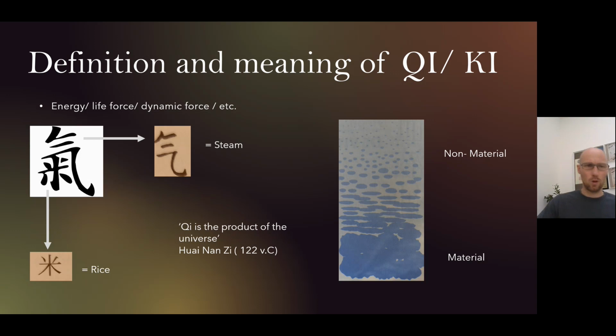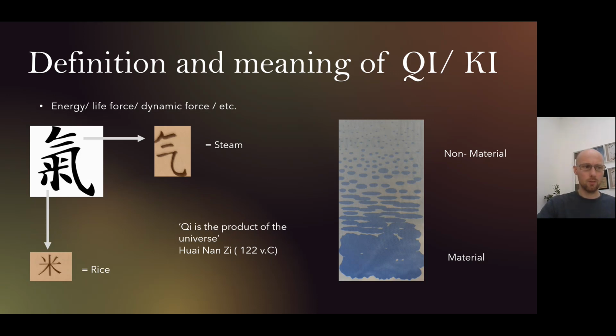And when you see in this symbol, you see ki, the character above. You can divide it in two. So the upper part means steam, and the lower part means rice. So an interpretation of that could be that it has different structures. So ki have different structures.